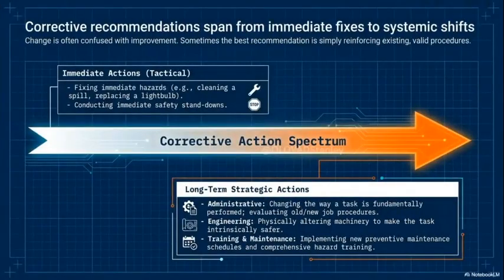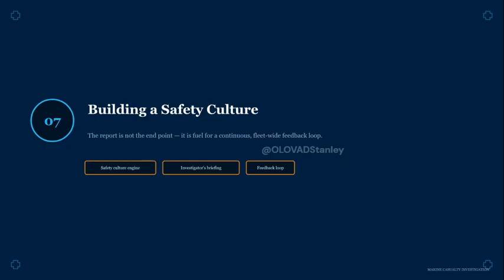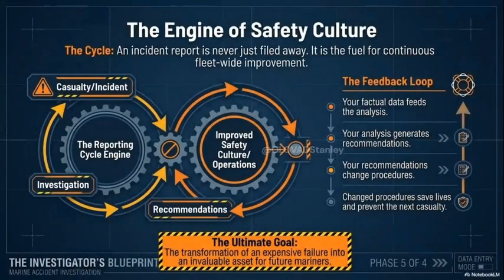As we conclude, remember that an investigation is the start of a journey. You have now learned how to gather evidence, use diagnostic tools, and structure your findings into professional reports. Building a safety culture is an ongoing process. Your report is not the endpoint. It is the fuel for a continuous, fleet-wide feedback loop that empowers your crew to operate safer and smarter every day. By maintaining an active feedback loop, you ensure that lessons learned are lessons lived. This commitment to transparency and constant refinement is the hallmark of a truly safety-conscious maritime organization.